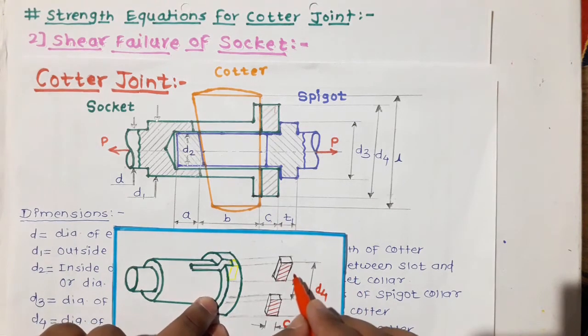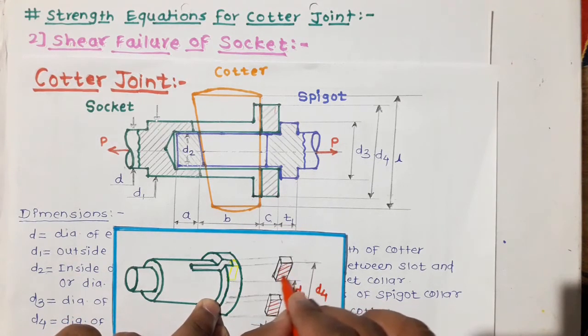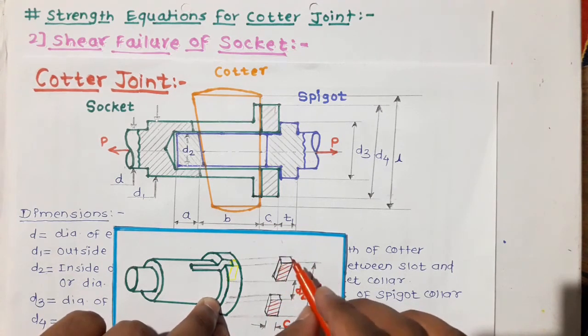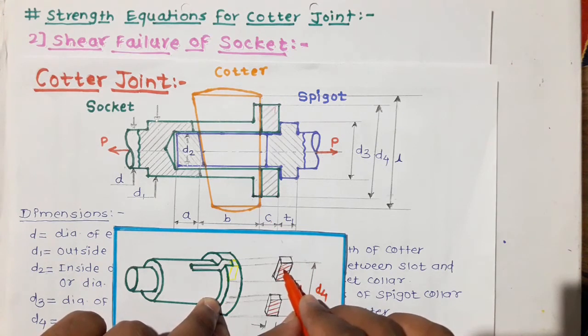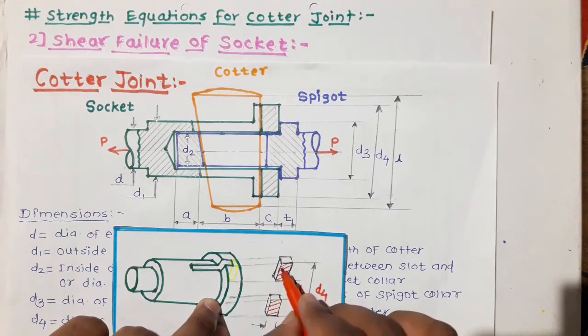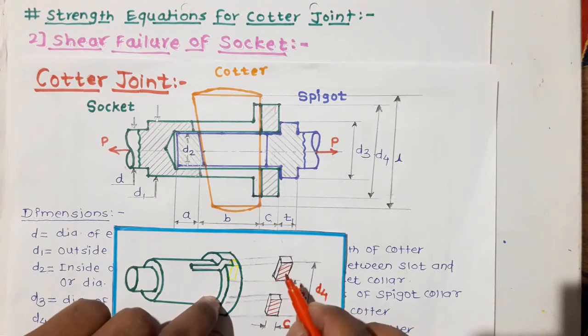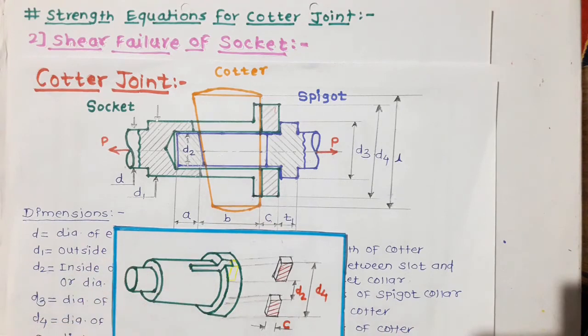Now if you look at this diagram, this portion which is shown by red color hatching lines is the area subjected to shear stress. So we have to first find out how many areas are there which are subjected to shear stress. This is the first area, this is the second area, the third area is exactly behind this first area, and the fourth area is exactly behind this second area. Okay, so the exactly opposite face of this face is subjected to shear stress, and again the exactly opposite face of this face which is shown by red color hatching lines is subjected to shear stress. So there are a total of 4 areas which are subjected to shear stress. Now we have to find out this area first.